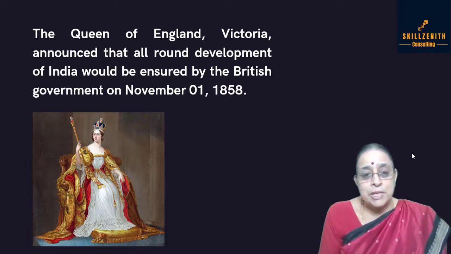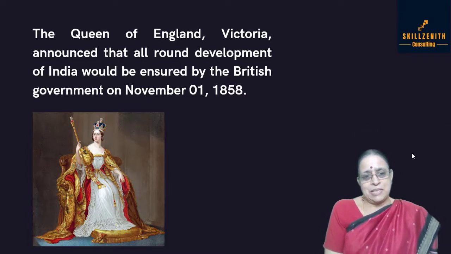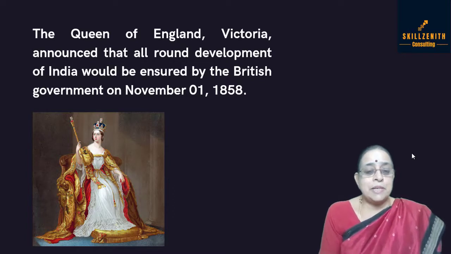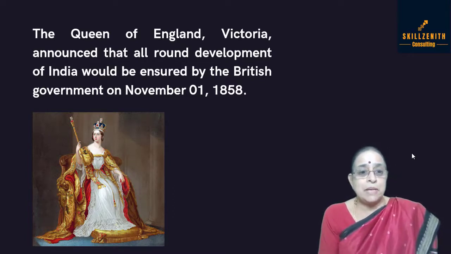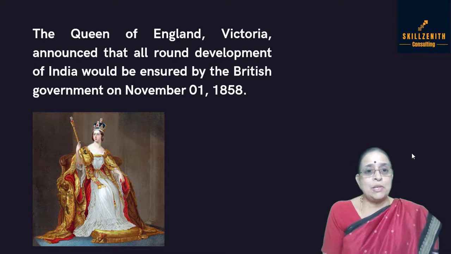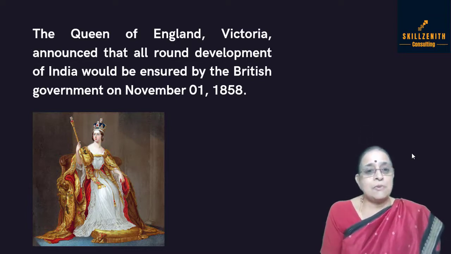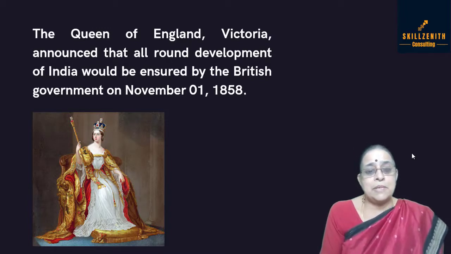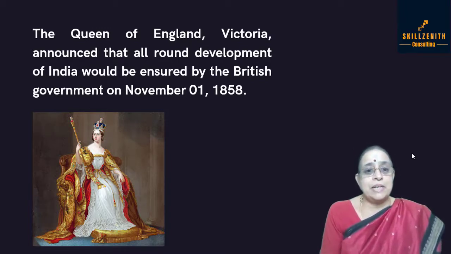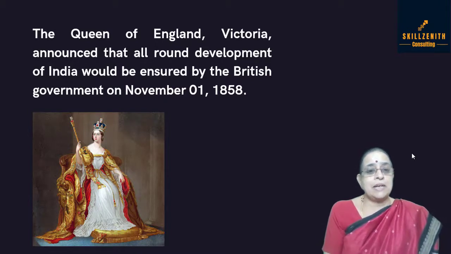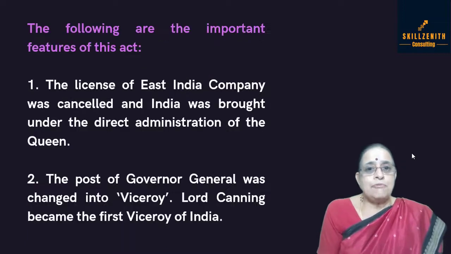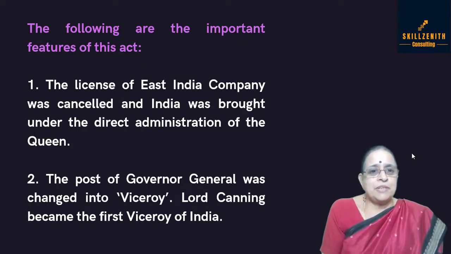That means when the mutiny took place, to some extent it created fear in the British government. So the Queen and the British government were worried that the Indians may revolt against the British rule. So she announced that all-round development of India would be guaranteed by the British government on November 1st, 1858. Now the Queen of England will appear on the stage of the political situation in India. The following are the important features of this act.